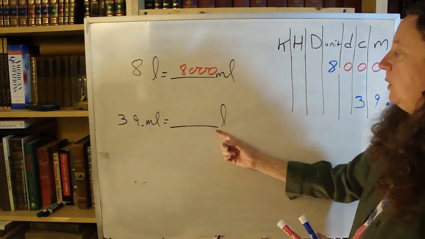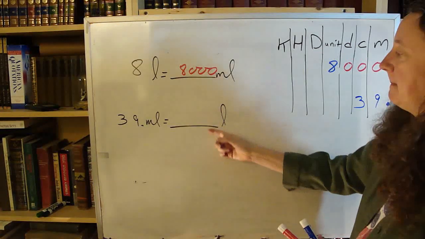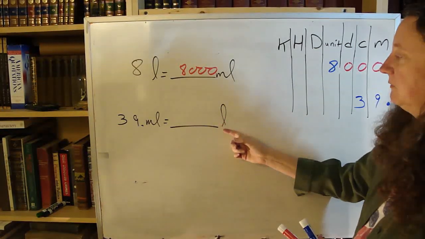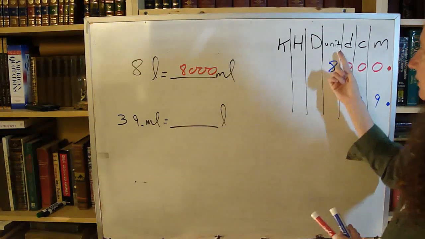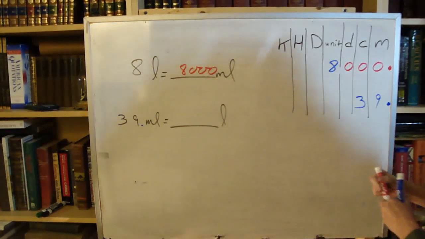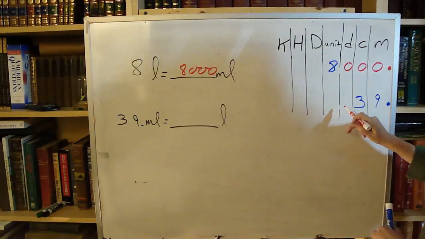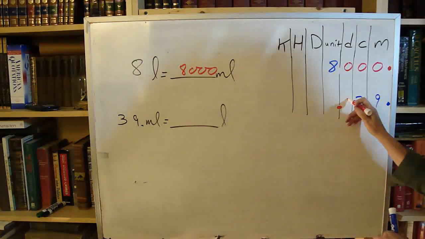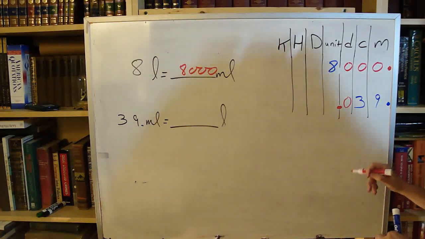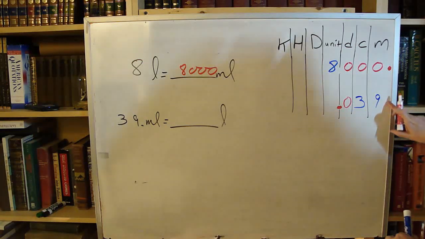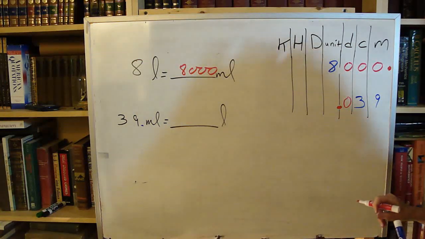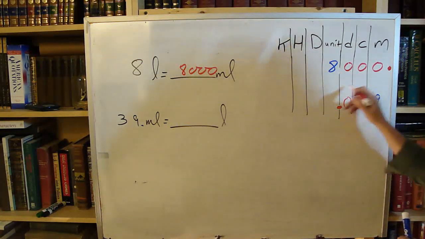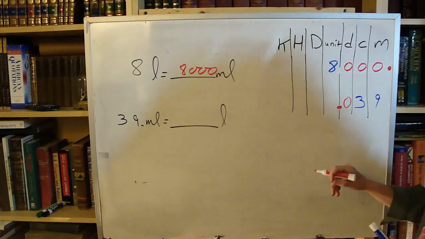Next, where do I want my new decimal point to be? There's no prefix here for this, so it's just the units column. Put it at the end of that column. Fill in any zeros to hold it in place. Get rid of my old decimal point. I now have my new number, 0.039.